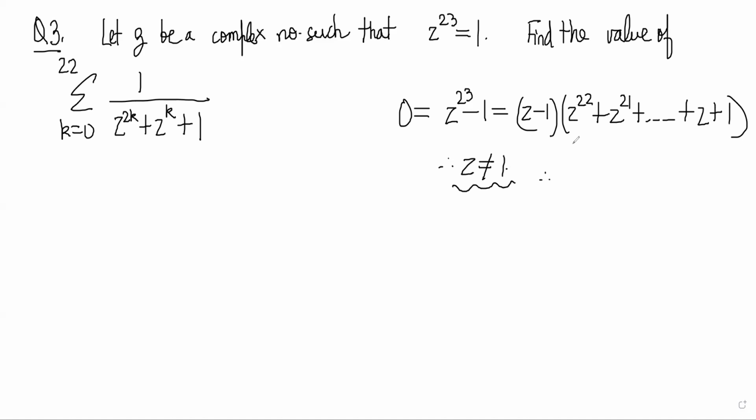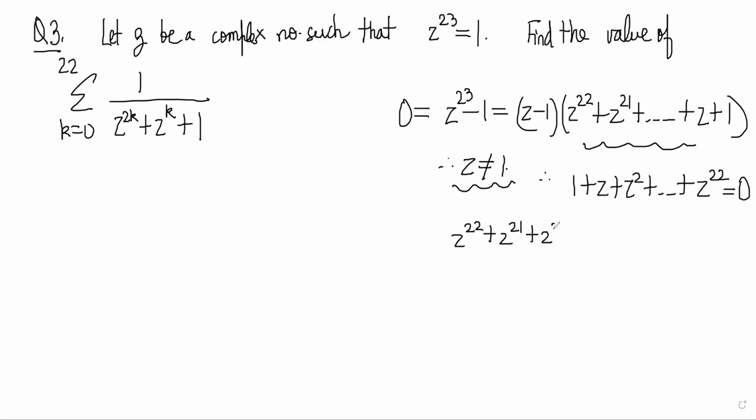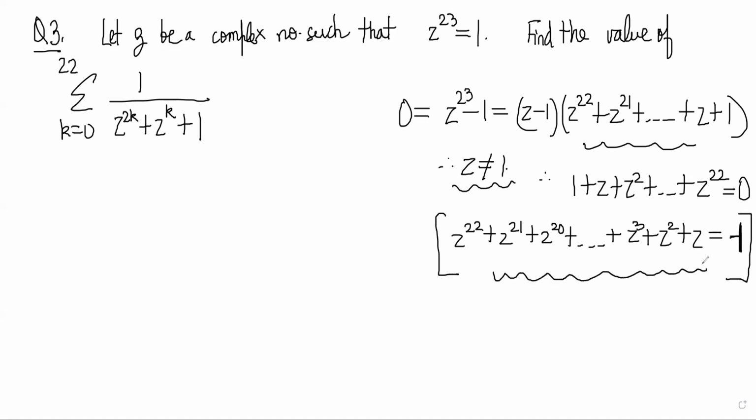So for all the complex roots, we can say 1 plus z plus z square till z power 22 is equal to 0. Or basically you can say z power 22 plus z power 21 plus z power 20 plus so on plus z cube plus z square plus z is equal to minus 1. So this result is satisfied by all the complex roots of this equation, right? Now think about it.